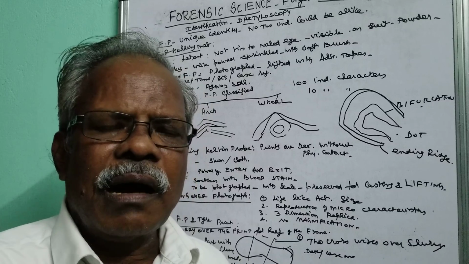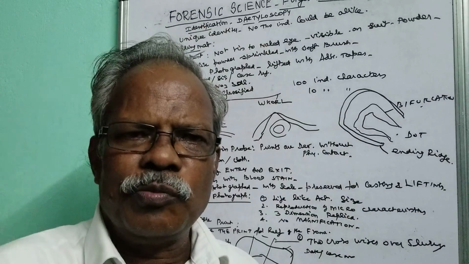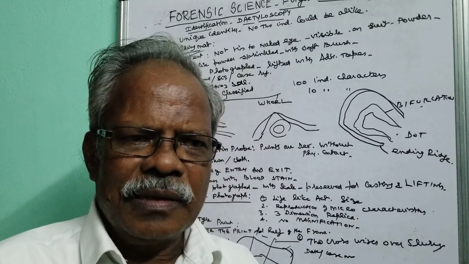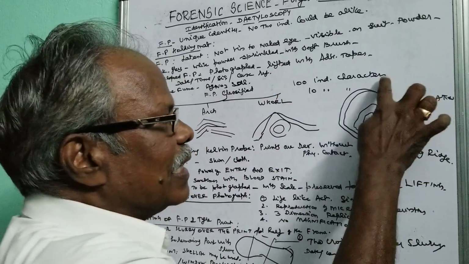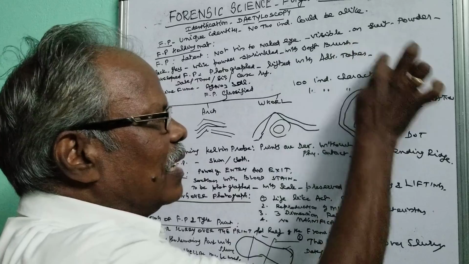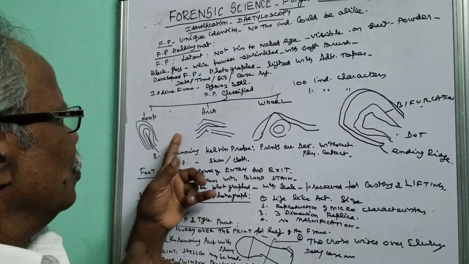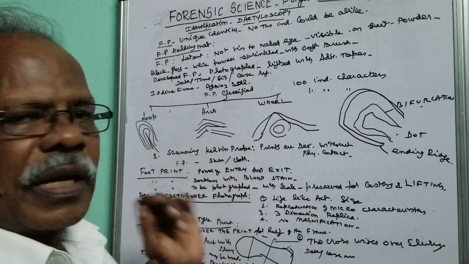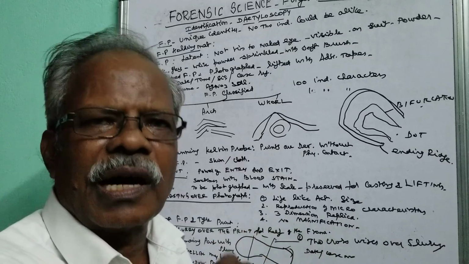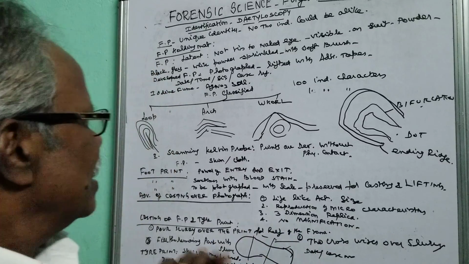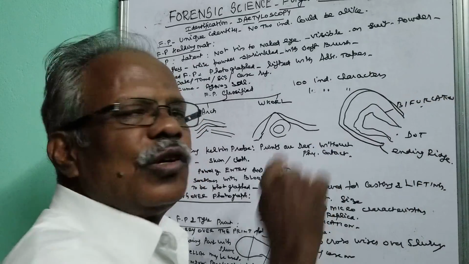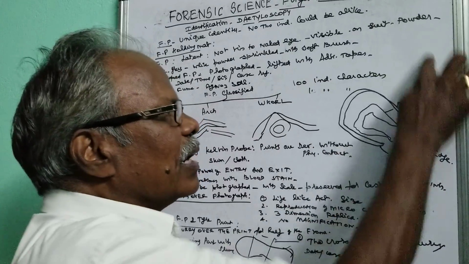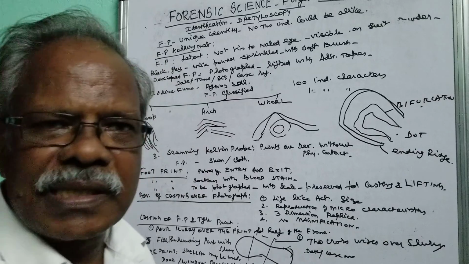The arch means a bow-like structure, like in the bow and arrow. It will be like that. That is called arch. So arch-type fingerprints are there. Somebody will have arch-type fingers, and somebody will have loop type. In a loop, loop-like structures can be seen, over and above.